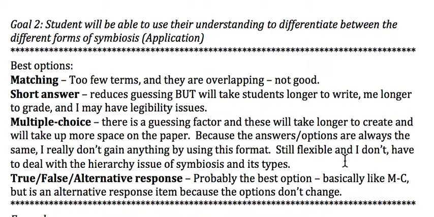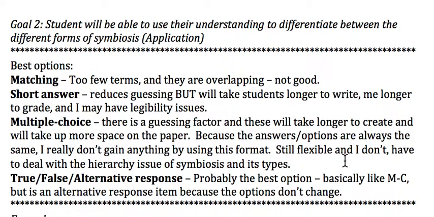Now, for the second goal, students will be able to use their understanding to differentiate between different forms of symbiosis. I have my options. Matching? Well, there's really too few terms and they're overlapping, not good. Again, if I'm setting this up correctly, I have a scenario on the left, and then I have the options on the right. It probably makes sense to organize it as independent questions rather than try to force it into a matching scenario. Short answer, I could leave it up to them to tell me the different types. It reduces guessing, but it's going to take students longer to write, me longer to grade.